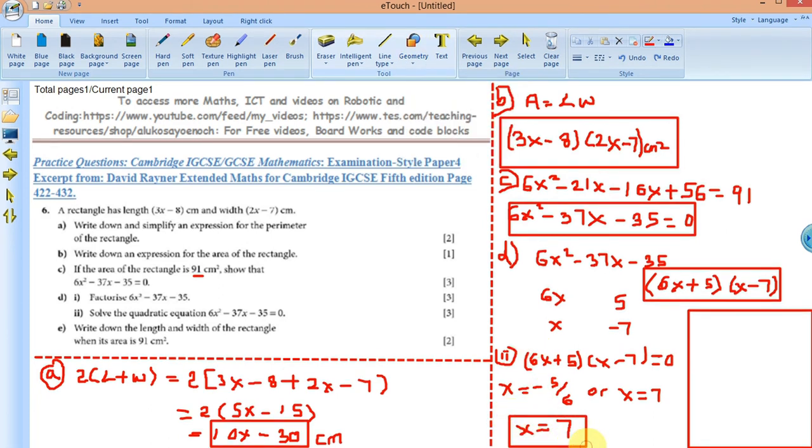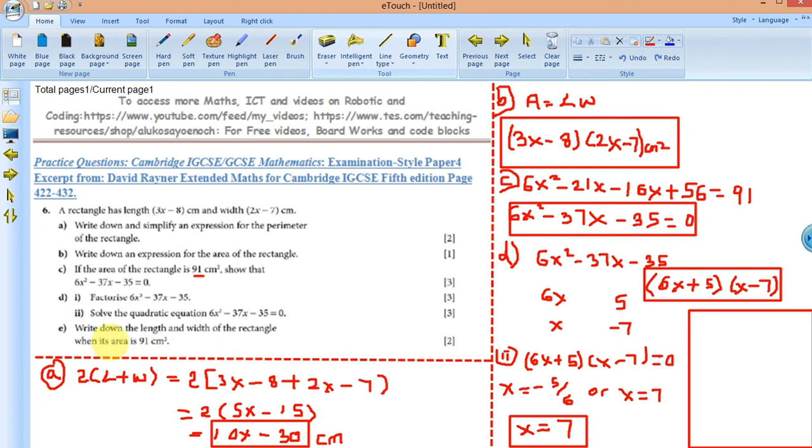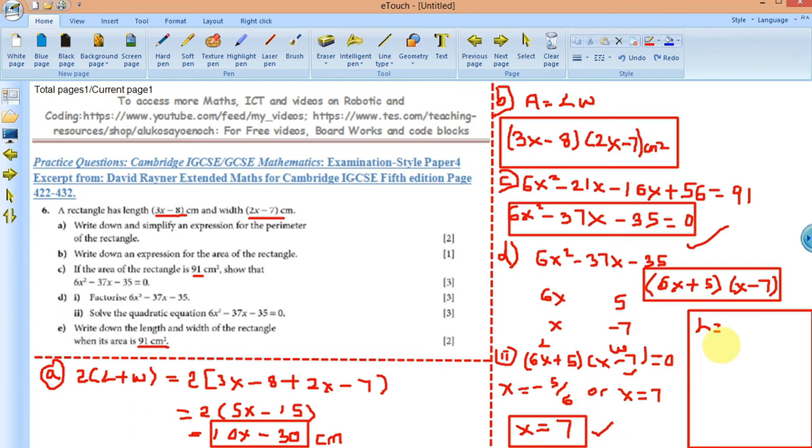Write down the length and width of the rectangle when its area is 91. So length will be 3 into 7 minus 8. Okay, so what we have there? That's 21 minus 8 if I'm correct. So length will be 21 minus 8, and that is, guys, I just need to use my calculator, sorry about that. 21 minus 8. So that is 13 centimeters. So the length is 13 centimeters.